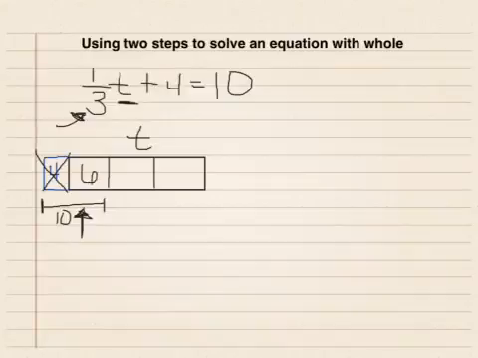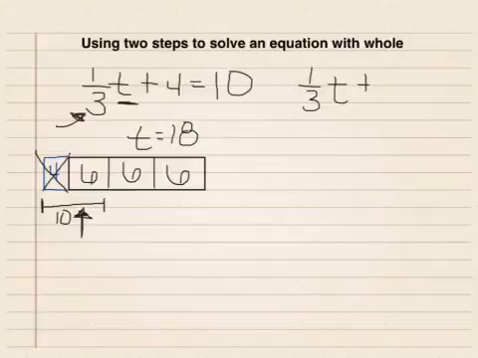Now we see that 1/3 of this number is 6, and if we continue to fill in the other 2/3, we'll see that our number t is actually equal to 18. Let's look at how that compares with the traditional way of solving these problems. It's the same process, but the bar diagram gives us a visual and we can solve it without having to memorize the process.